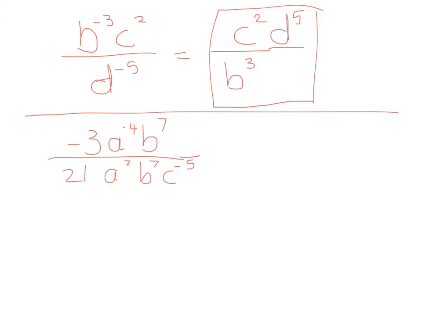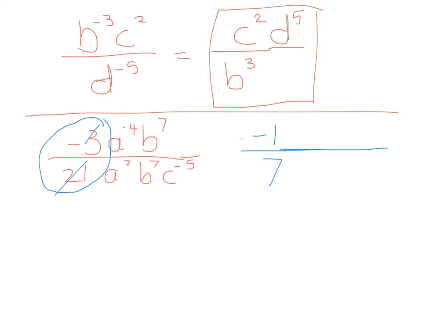So first of all, this first part, negative 3 over 21, those are not exponents, they're regular numbers, and I'm going to simplify them. So that becomes negative 1 over 7, because I'm dividing them both by 3. Now, I'm going to leave that negative 1 up there right now. I don't know if I'm going to need it or not, but I'm going to leave it.